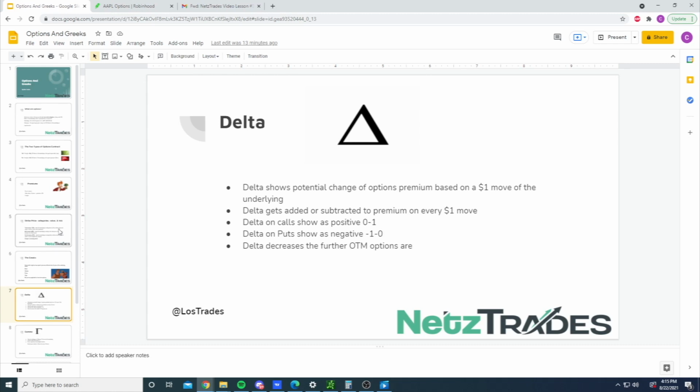Delta on calls always shows as positive from 0 to 1, and delta on puts will always show as negative from -1 to 0. Delta decreases the further out of the money options are, but increases the further in the money options are.